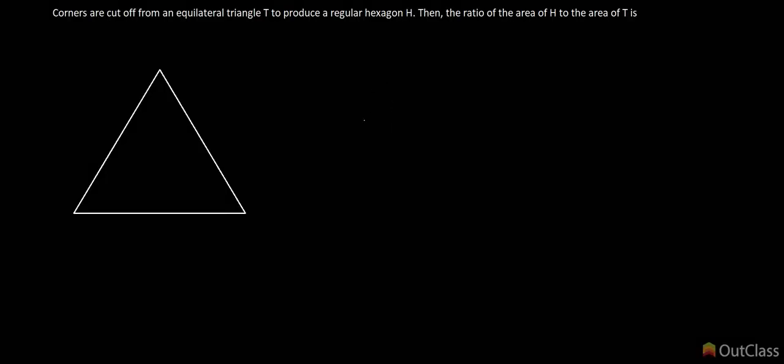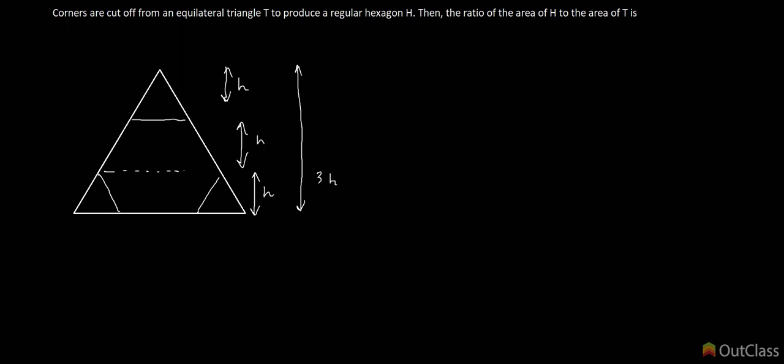Corners are cut off from an equilateral triangle to produce a hexagon. That can only happen if you cut at 1/3 the height. If this is, let's say, 3h, this should be h. So what happens is you will cut similarly from all the sides and you will be left with a hexagon where that is h, this is also h, and this is also h. And this line is basically halfway between this portion.